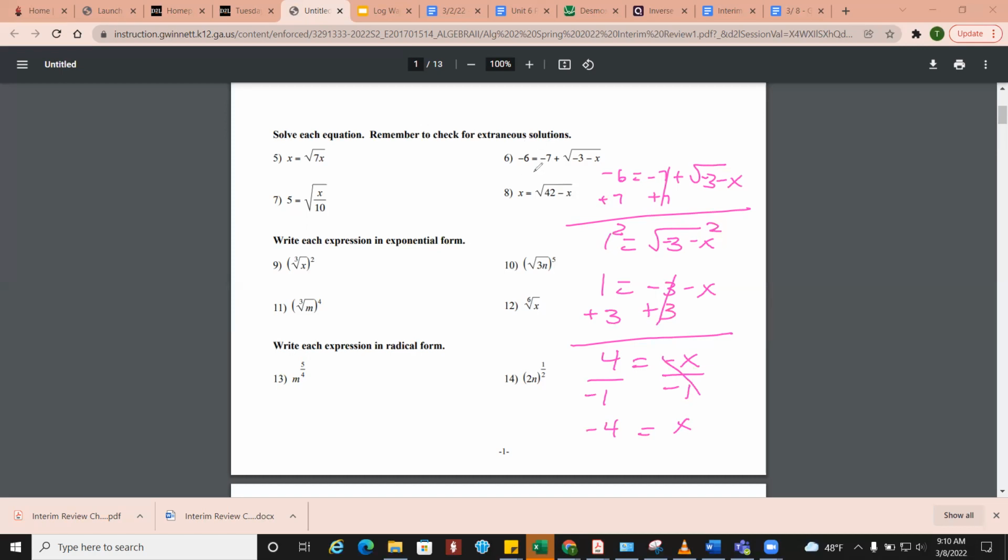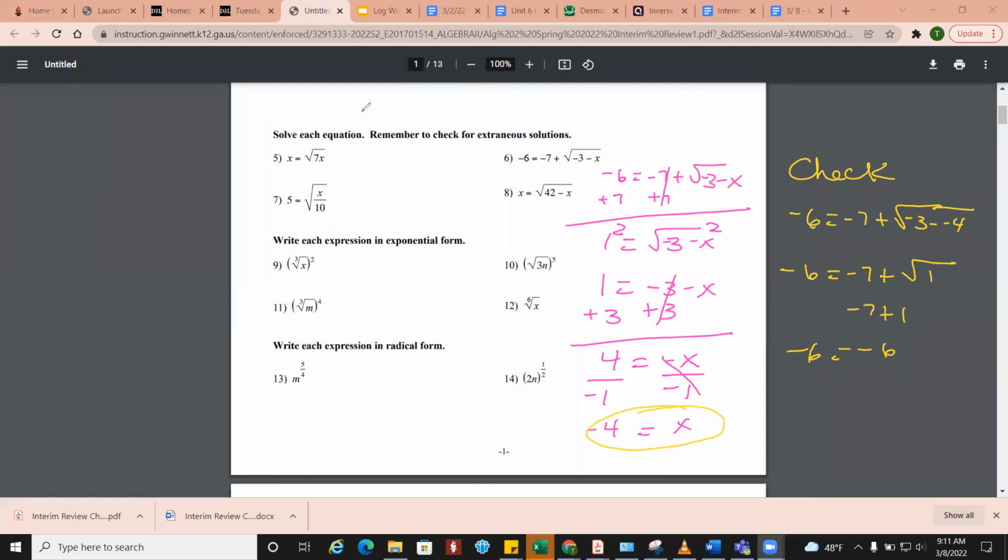With radicals, you have to plug back in. So you've got to check it in order to make sure it's right. So I'm going to plug back into my original equation. And when I simplify, it's going to give me -7 plus the square root of 1. So -7 plus 1, which is -6. And that equals both sides. So x equals -4 is in fact my answer.